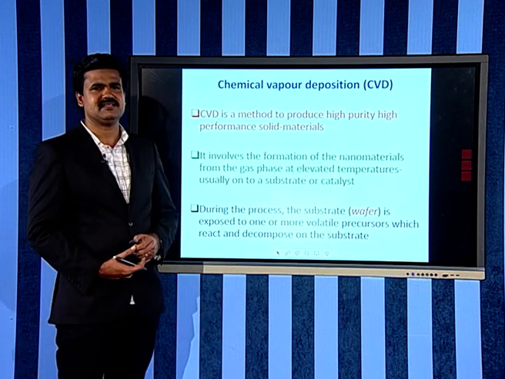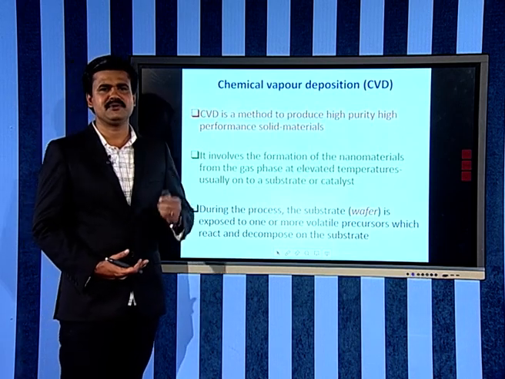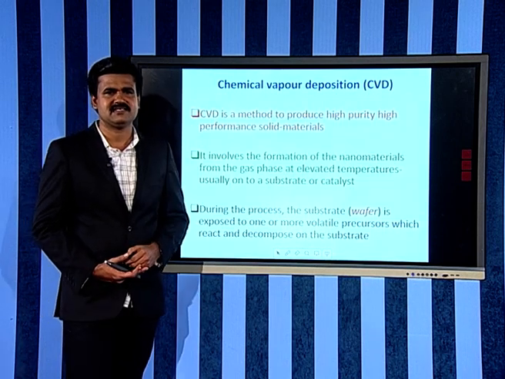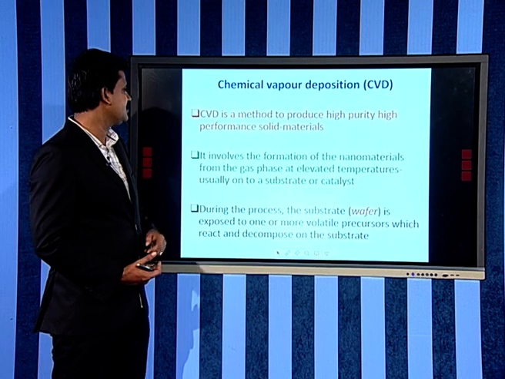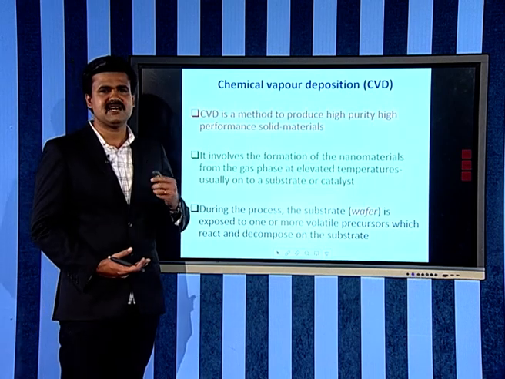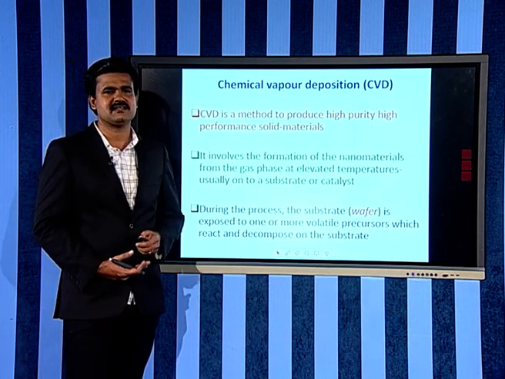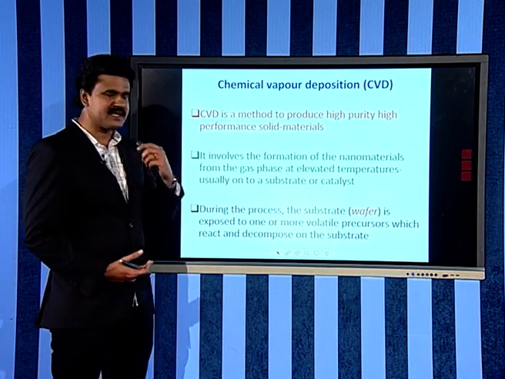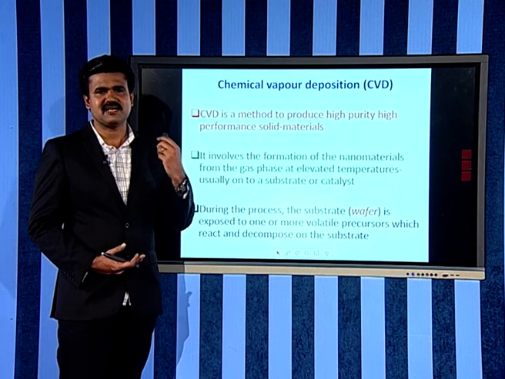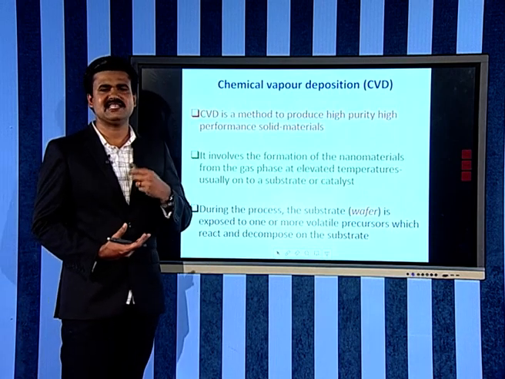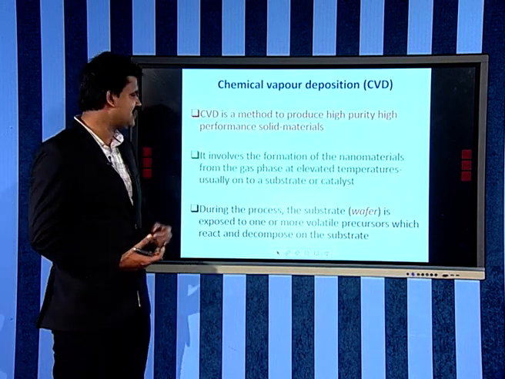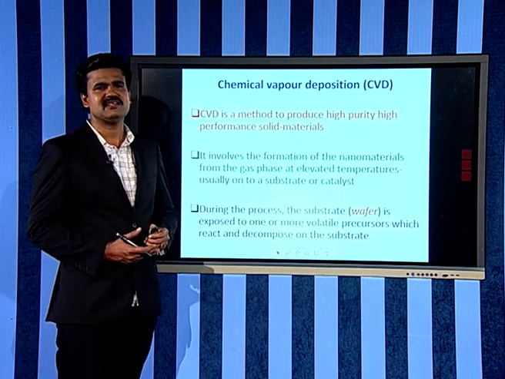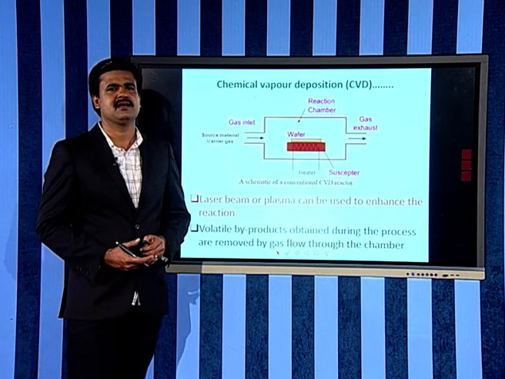Next bottom-up approach is the chemical vapor deposition, or simply CVD. CVD is a method to produce high purity, high performance solid state nanomaterials. It involves the formation of the nanomaterials from the gas phase at elevated temperature, usually onto a substrate or catalyst. During the process, the substrate assembly called the wafer is exposed to one or more volatile precursors which react and decompose on the substrate or catalyst.